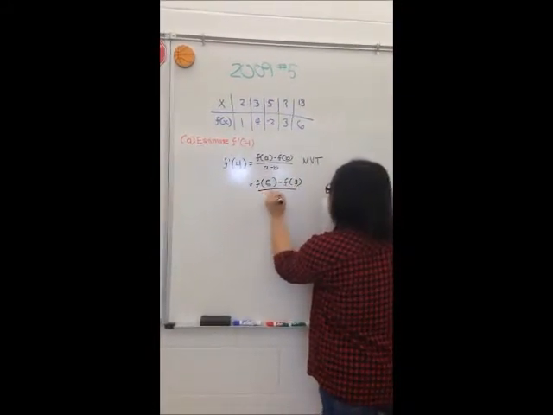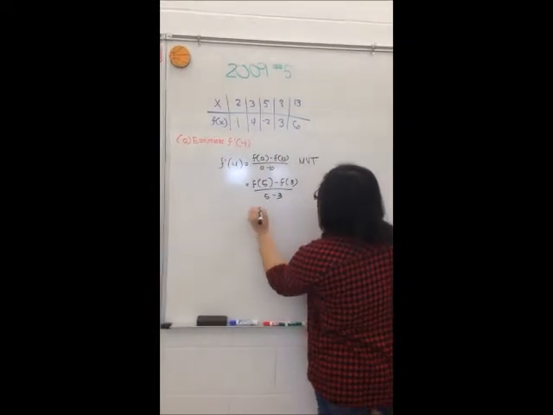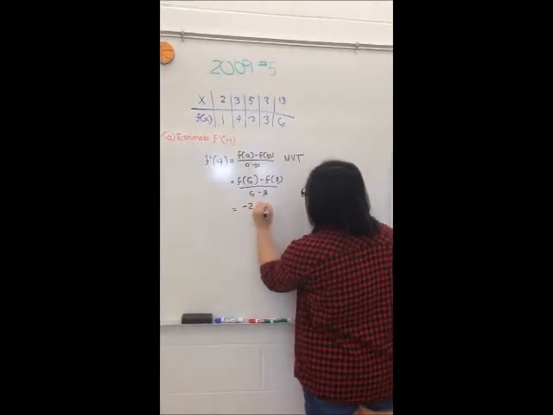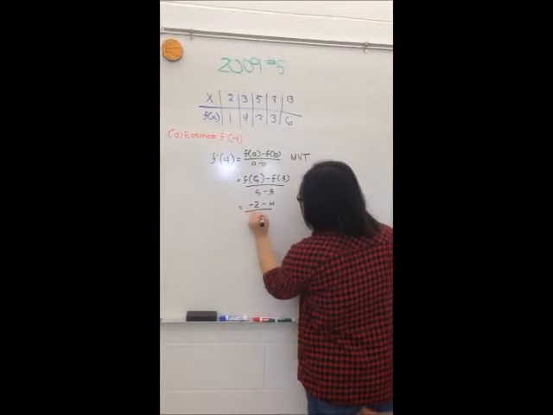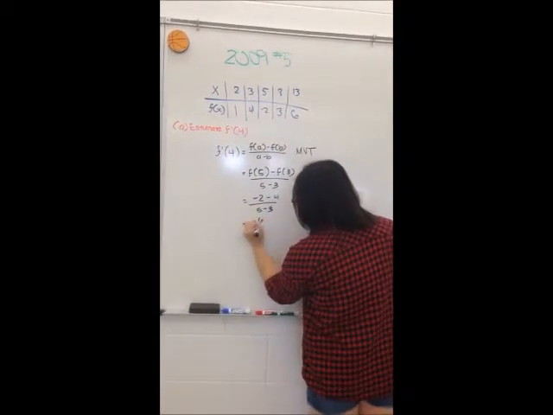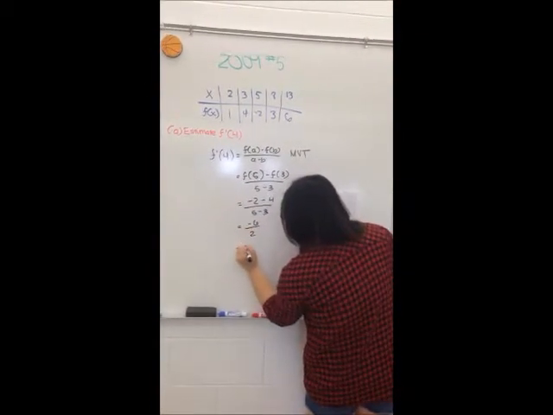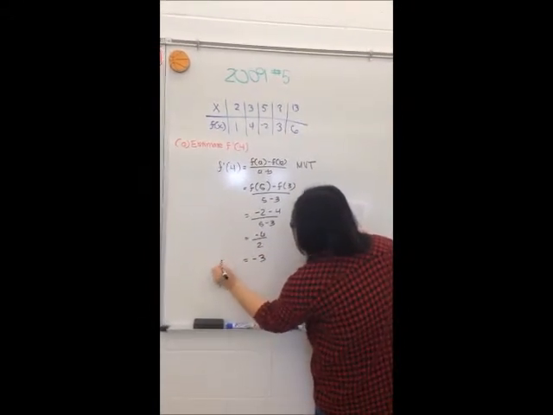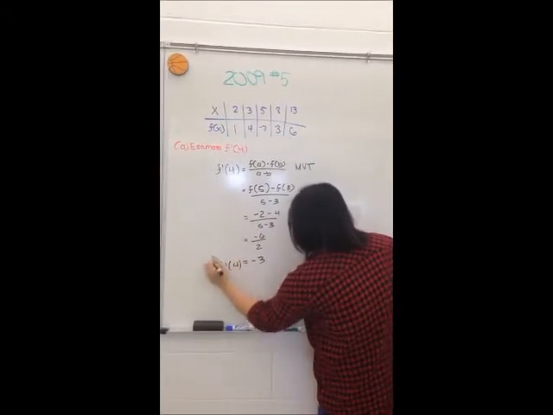So 5 minus 3. And when we plug the values in, we get negative 2 minus 4 over 5 minus 3, which gives us negative 6 over 2, which is equal to negative 3. So then our answer is f prime of 4 equals negative 3.